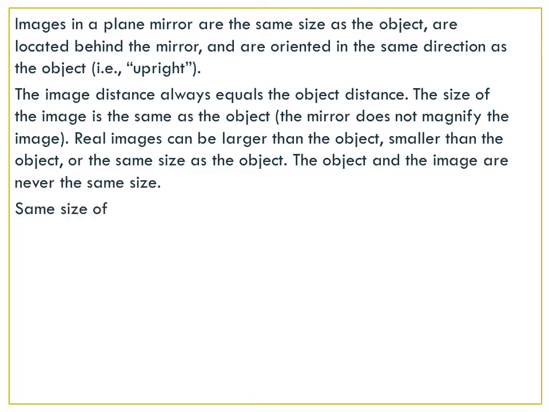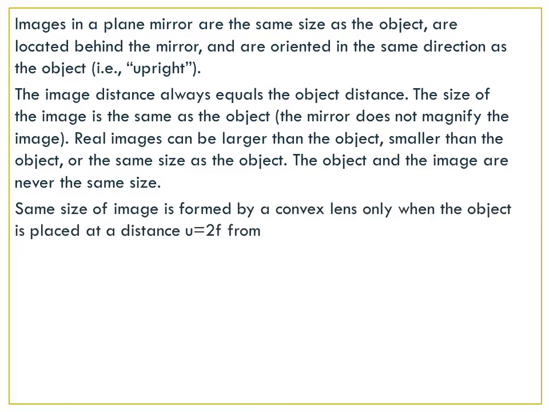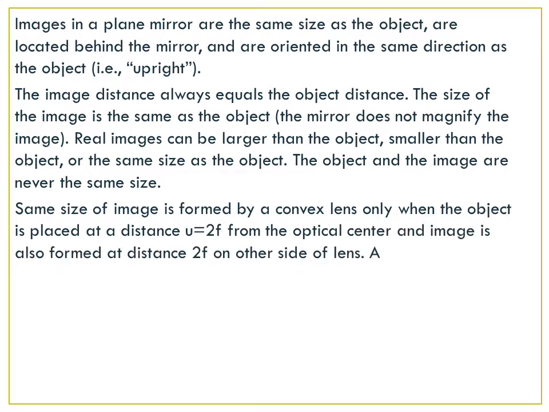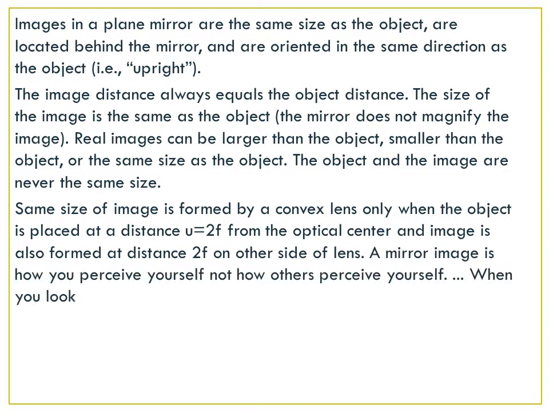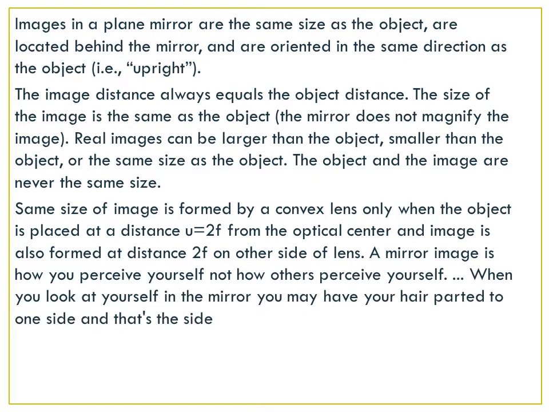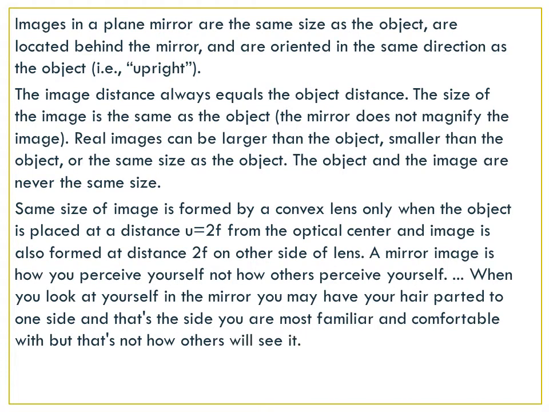Real images can be larger than the object, smaller than the object, or the same as the object. Same size of the image is formed by the convex lens only when the object is placed at a distance u equal to 2f. What is f? Focal length, from the optical center. And the image is also formed at a distance 2f on the other side of the lens.